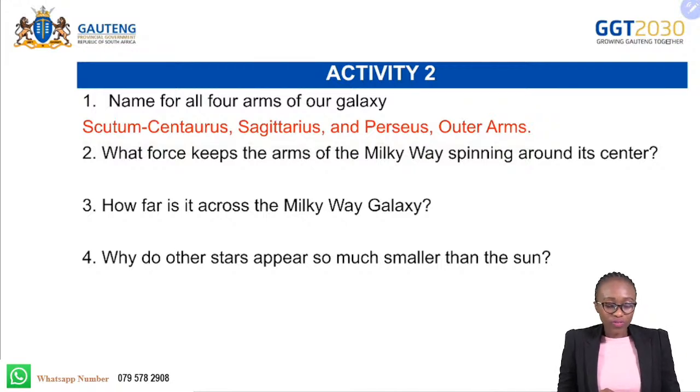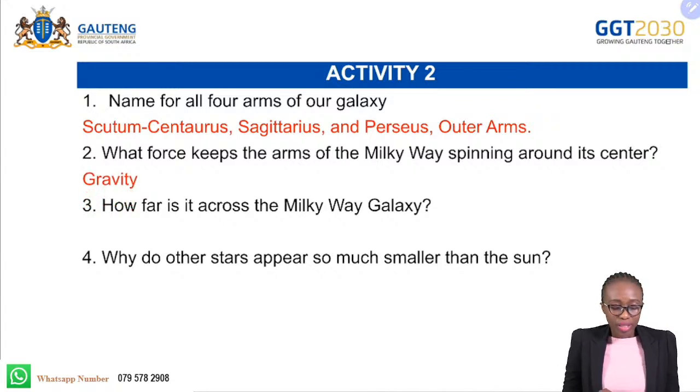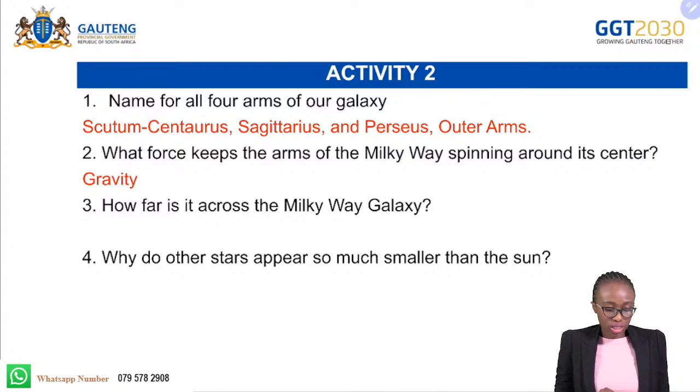And then, what force keeps the arms of the Milky Way spinning around its center? It is gravity. Gravity keeps them there. And the third question is, how far is it across the Milky Way galaxy?